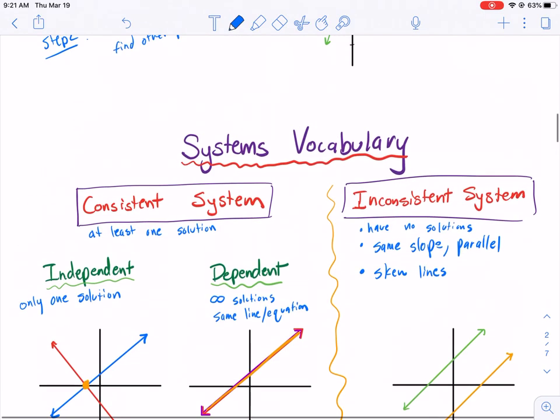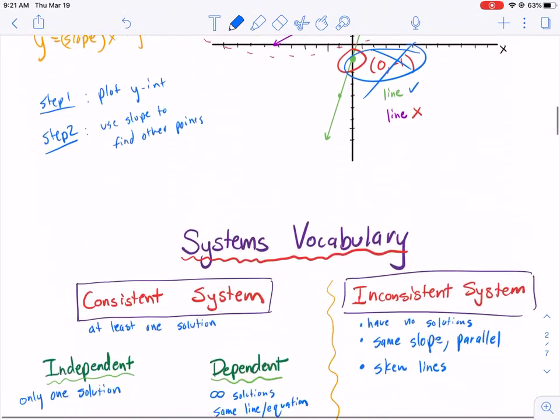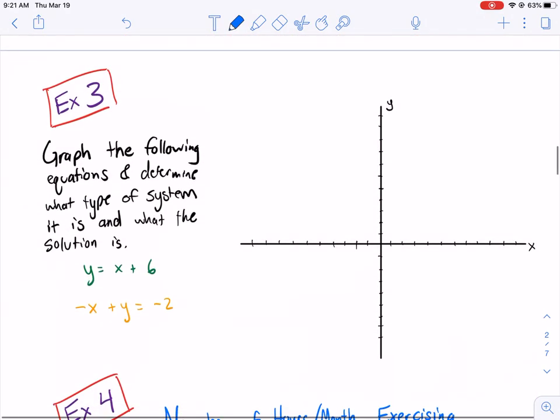Okay, hope you learned something. We're going to be moving on to one more example in example 3 after these messages.